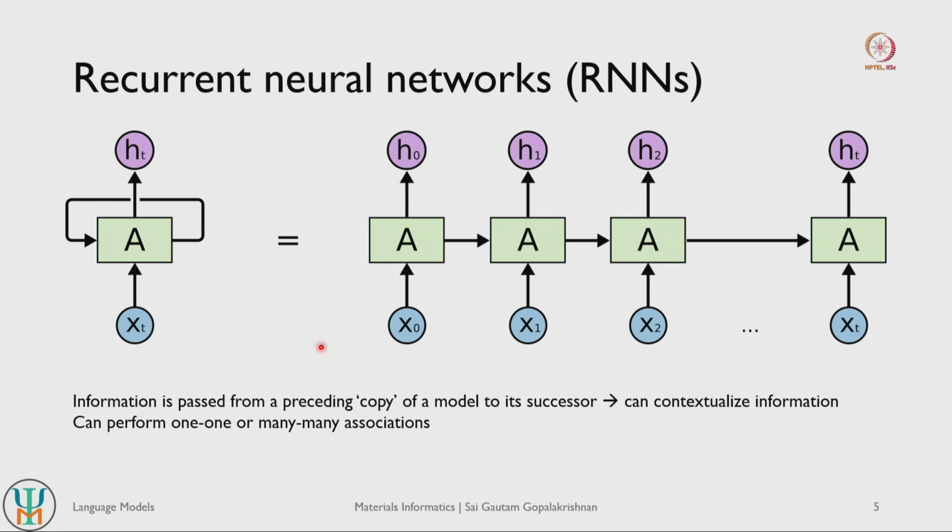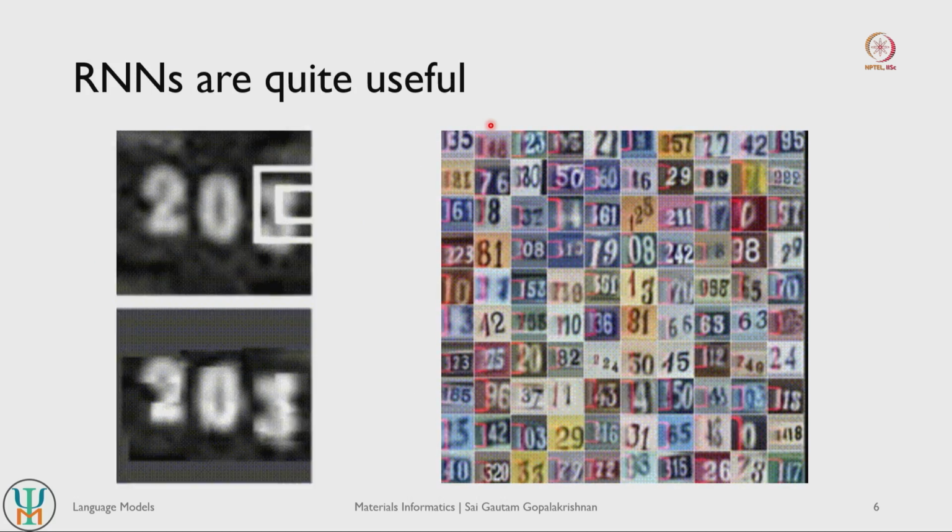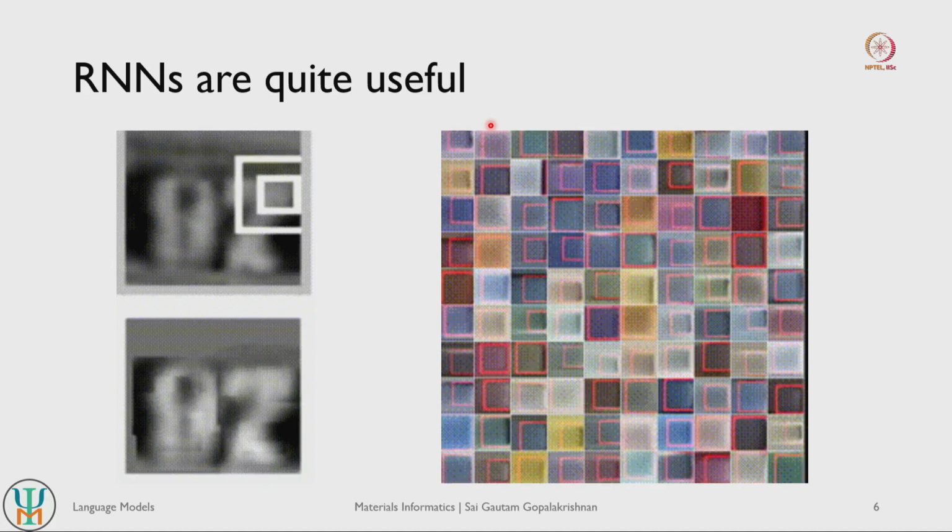So you see that many inputs are associated with many outputs with this recurrent neural network architecture. Okay, and recurrent neural networks can actually be quite useful. So these are examples of image tasks, right.